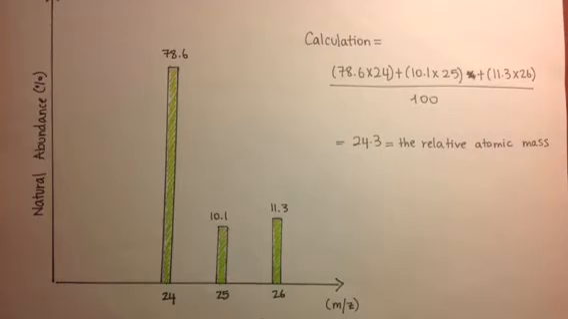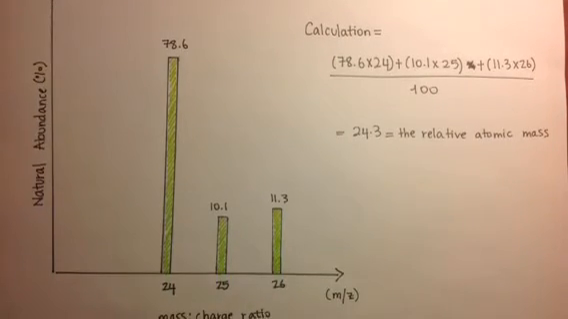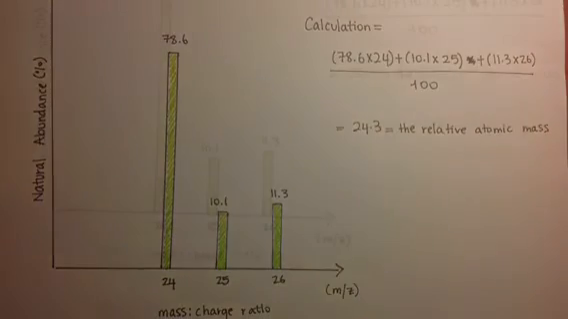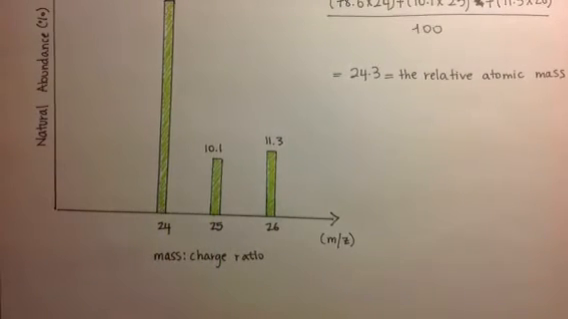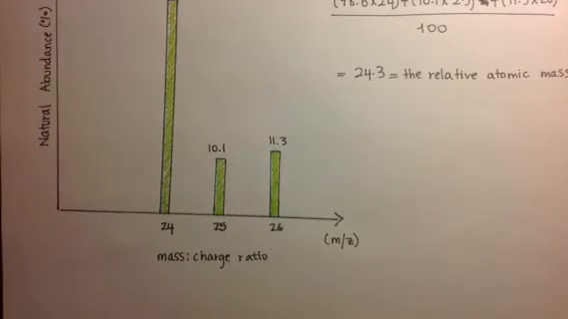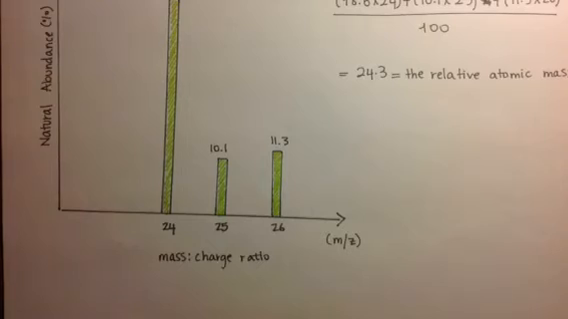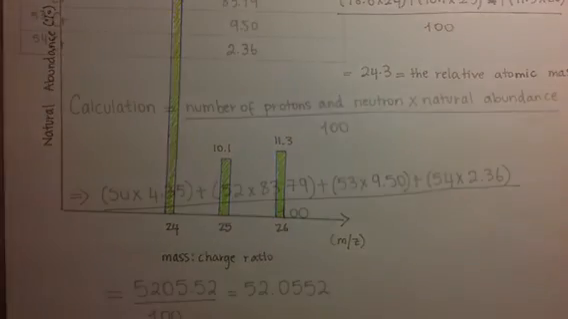So here's a stick diagram that was detected from a mass spectrometer. In this stick diagram, we can see the natural abundance and mass charge ratio. An important thing about mass charge ratio is that the smaller the mass charge ratio, the more the ion is deflected for a certain magnetic field in a mass spectrometer.